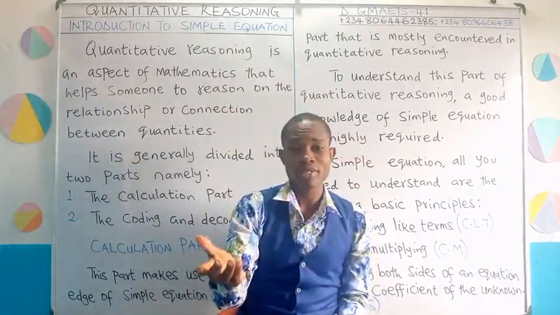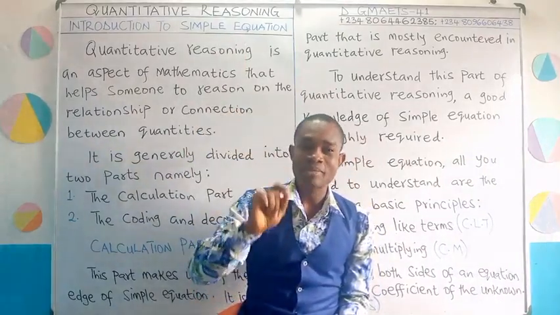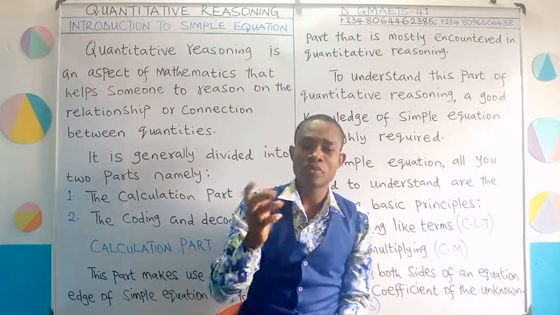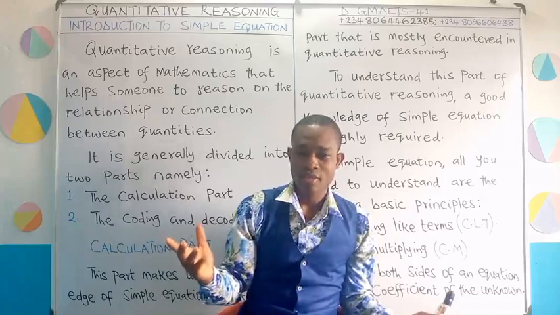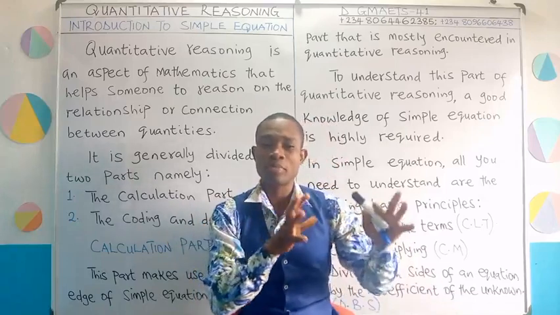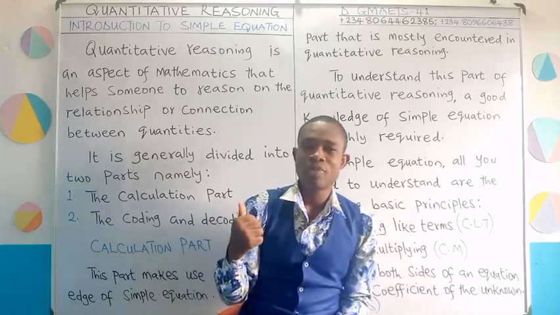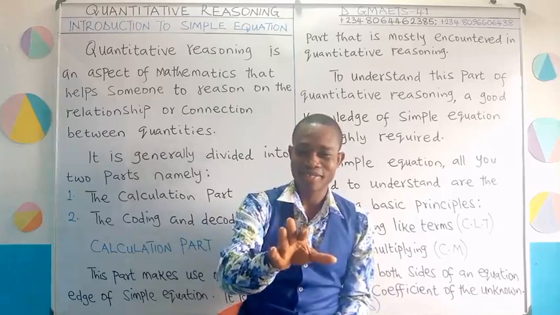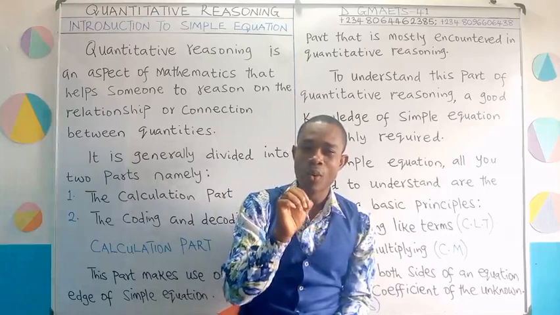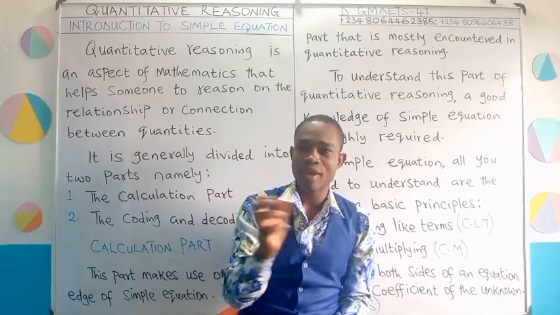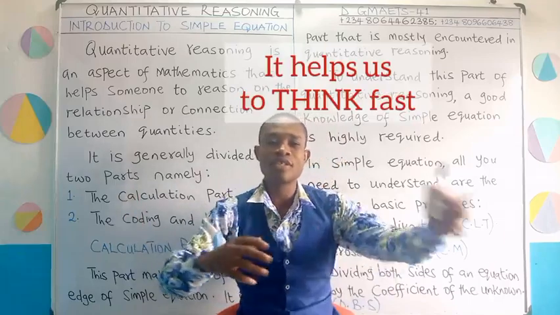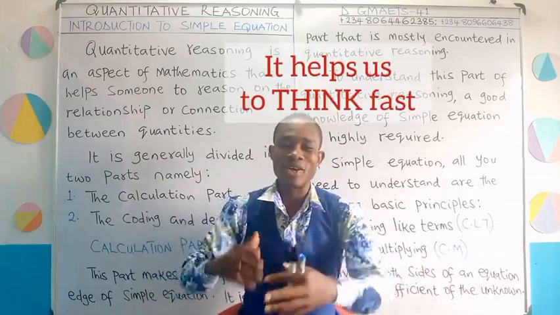If you did not know that before now, I am telling you now, that quantitative reasoning is the simple equation part of mathematics. So a good knowledge of simple equations in mathematics will help you to be able to handle any problem you see in quantitative reasoning. Because here, in quantitative reasoning, it is simply a part of mathematics that helps us to reason on how quantities are related, how quantities are connected.